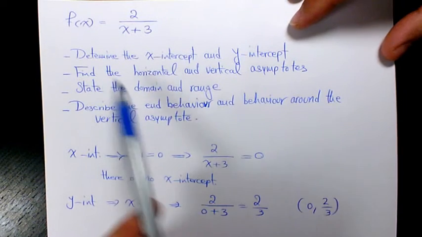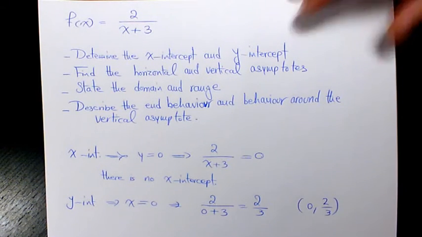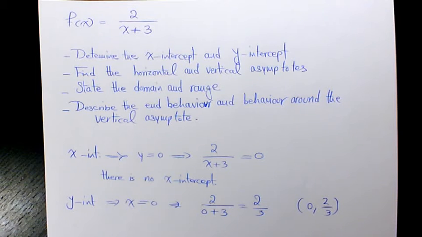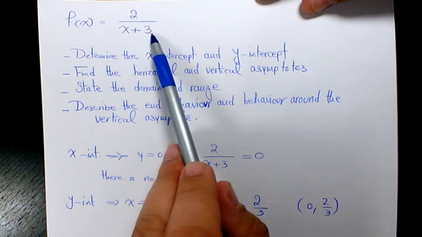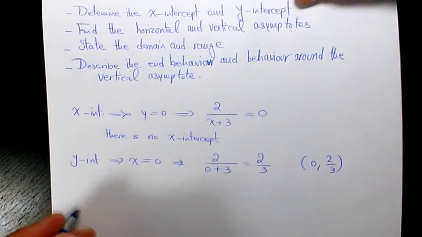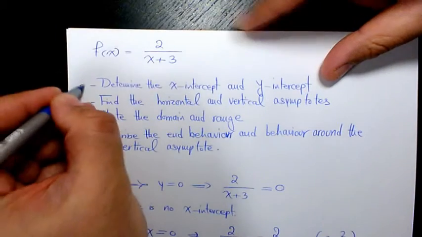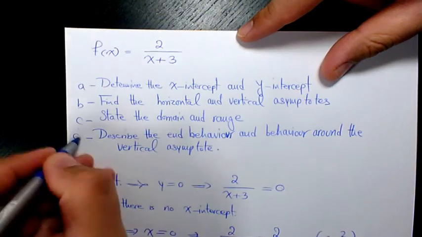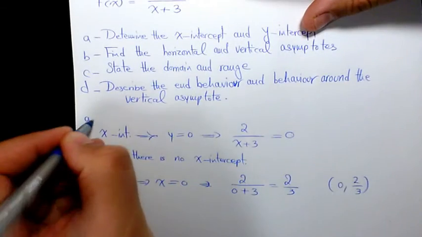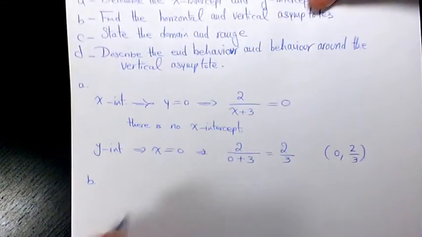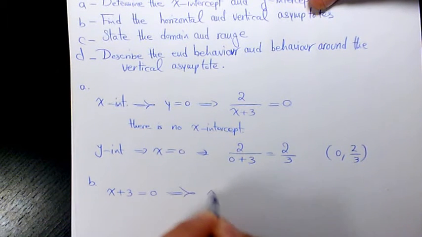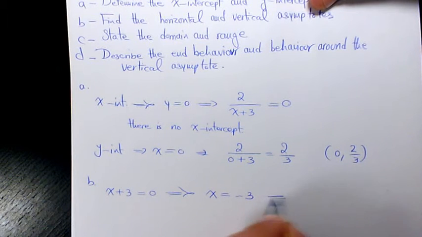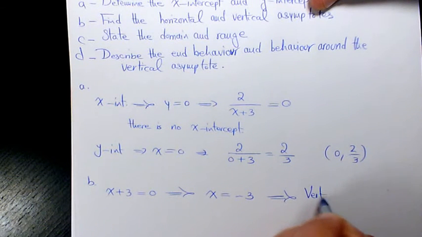Then it says find the horizontal and vertical asymptote. Let's start with the vertical asymptote. The vertical asymptote is where the denominator is 0. So if we call that part A, then B is x plus 3 equals 0, so x is equal to negative 3. So that's the vertical asymptote.